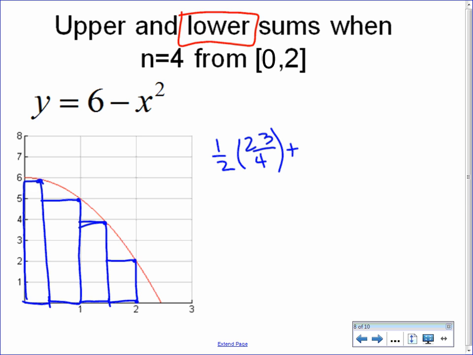Okay. This rectangle has a width of 1/2. Its height is calculated here when x is 1. So our height is 5. This third rectangle, of course, we have a width of 1/2. Our height is calculated when x is 3. Okay. 3. Thank you. This rectangle, its height is what? 2.